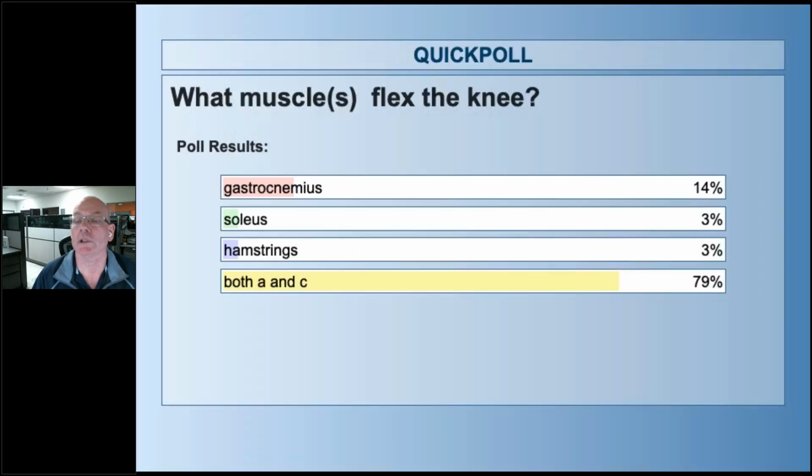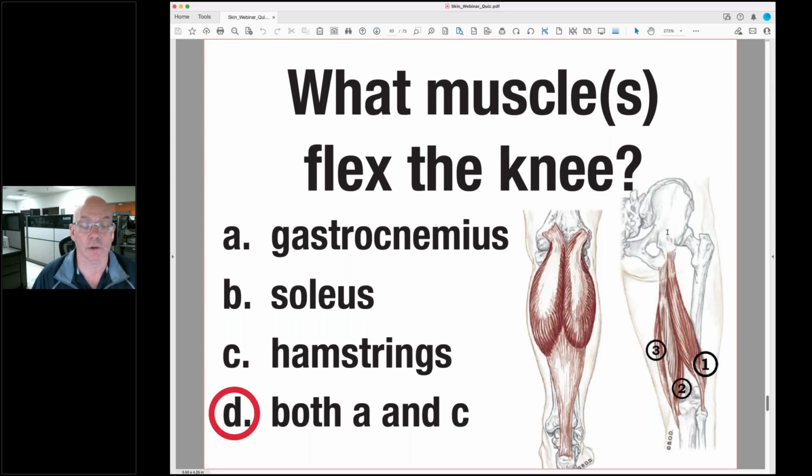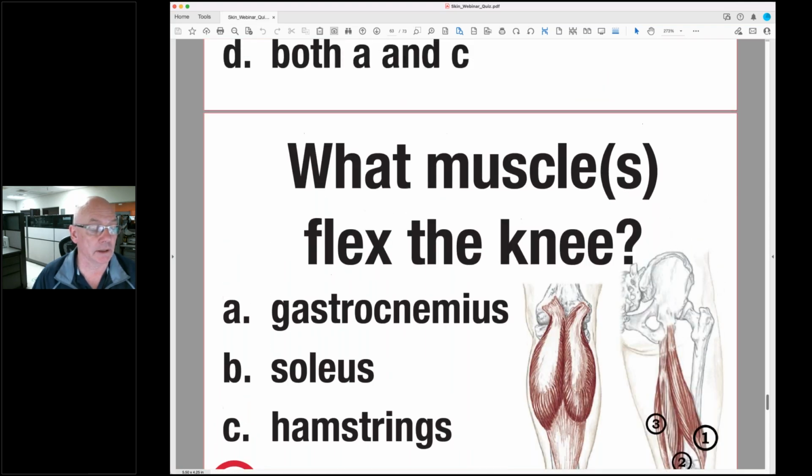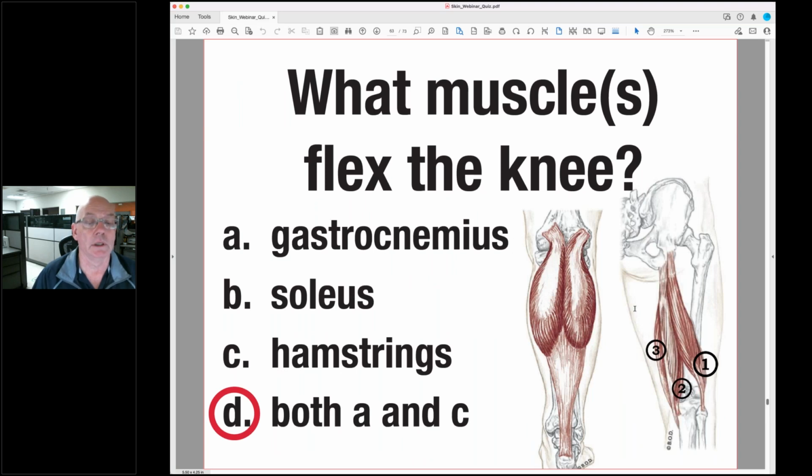All right. So most of you said A and C, gastrocnemius and hamstrings, which would be the correct answer. So both of those, let me scroll down. Both of them flex the knee because they're crossing the knee joint, and that's the action. So gastrocnemius flexes the knee, hamstrings flex the knee, but in this case, both of them do. Soleus doesn't because it doesn't cross the knee joint once again. Okay, hopefully that's pretty clear now.